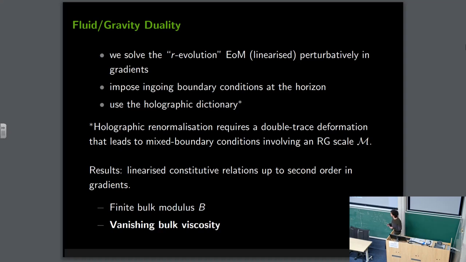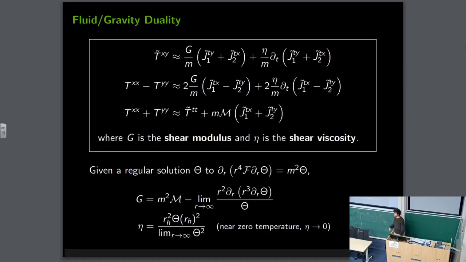And what we obtained were linearized constitutive relations up to second order in invariants. From these constitutive relations we saw a finite bulk modulus B, which has already been obtained because one can compute it from equilibrium. However, more important was the derivation that the bulk viscosity in this model vanishes identically. I'm not going to show all the constitutive relations, namely the one for the fluxes of the currents J. They are a bit too detailed. However, on the other side, the fluxes of the stress tensor are quite simple, especially when we turn off the sources.